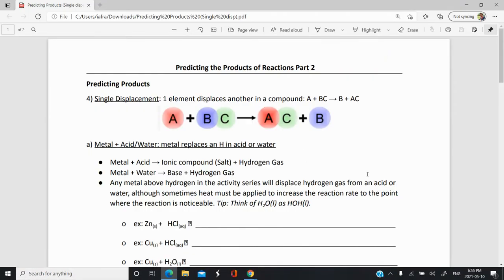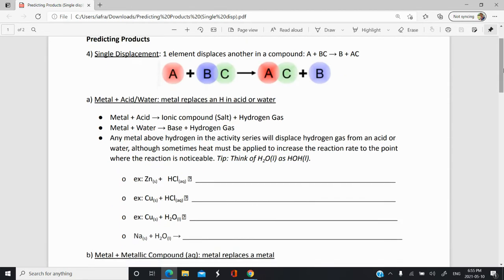So here we have our single displacement reaction already defined for us. We're going to start off with some examples of single displacement where we have metal reacting with acid and water. So if you have a metal reacting with an acid, what's going to happen is you're going to produce an ionic compound called a salt and hydrogen gas, providing that the metal can actually kick out the H from the acid. So let's take a look at an example.